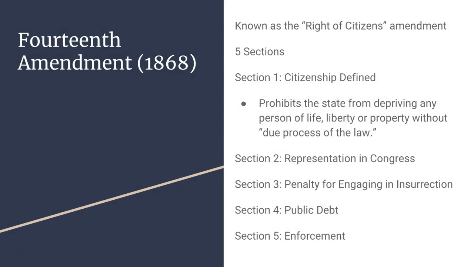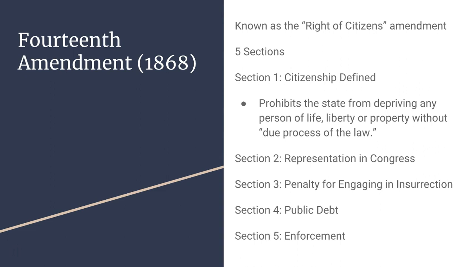Next up is the 14th Amendment, passed in 1868. There's a lot that goes into this one, pretty important to understand. It's often referred to as the Rights of Citizens Amendment. It's broken up into 5 sections, but the first section is really the most important one, and this is the one where it defines citizenship. So it says all persons born or naturalized in the United States and subject to the jurisdiction thereof are citizens of the United States and of the state wherein they reside.